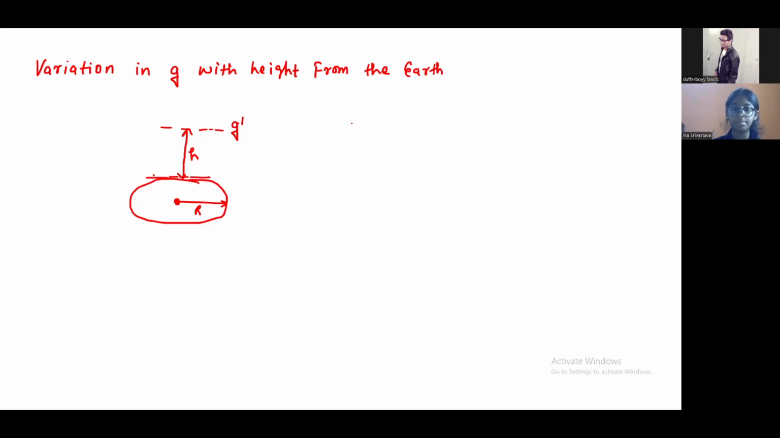Okay, so we know that g on the earth surface is G Me upon R square. When we find the value of g dash, we can write G Me upon (R plus h) square. This is g dash. When we divide both equations, we will compare what the changes in g will be.